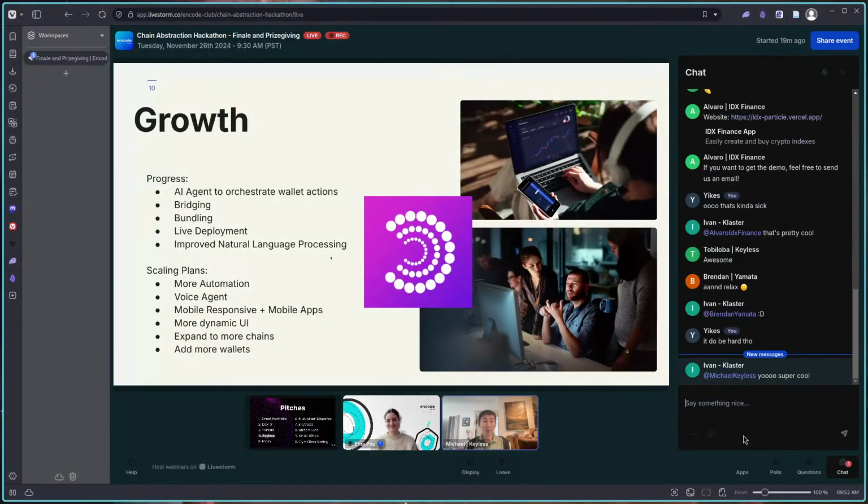And as we're growing, we want to make this a production level app with more automation, voice agents, and mobile responsiveness, and expand to even more chains and wallets so we can take over.